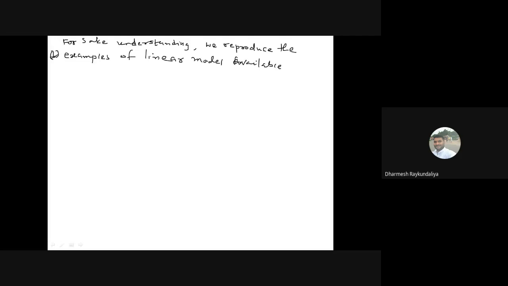For the sake of illustration, we will take a few examples. For the sake of understanding, we reproduce the examples of linear models already available in the literature. First.